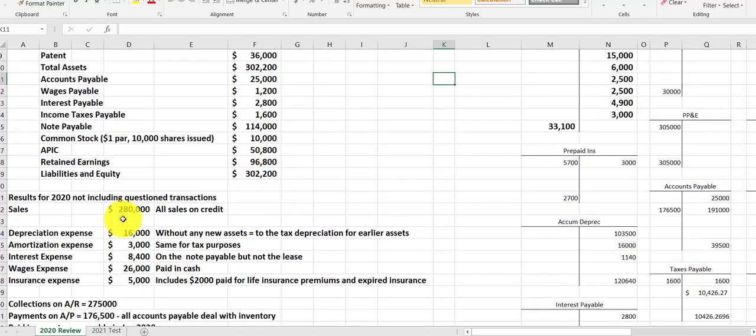We're going to record sales. We're going to debit accounts receivable, credit sales. We're going to record depreciation expense, debit depreciation expense, credit accumulated depreciation. We're going to record amortization expense, debit amortization expense, credit the patent. If you want to use accumulated amortization, you may, certainly.